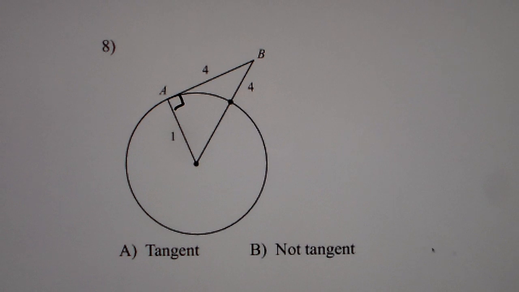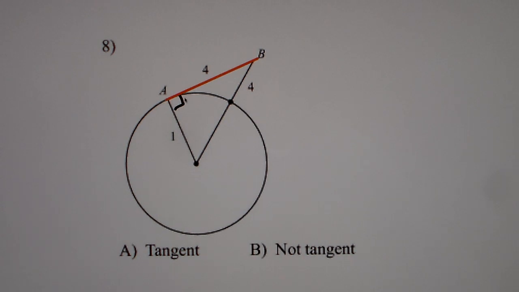Alright, these are 8-5 notes part 2. To continue on here with problem number 8. So our goal once again is to determine if line AB or line segment AB is a tangent to the circle. So is that orange line tangent to the circle?